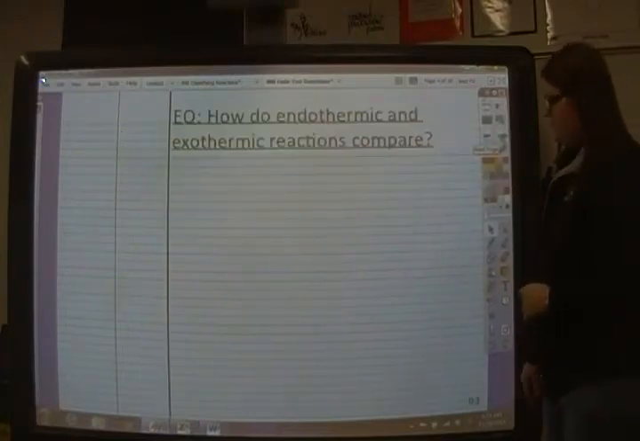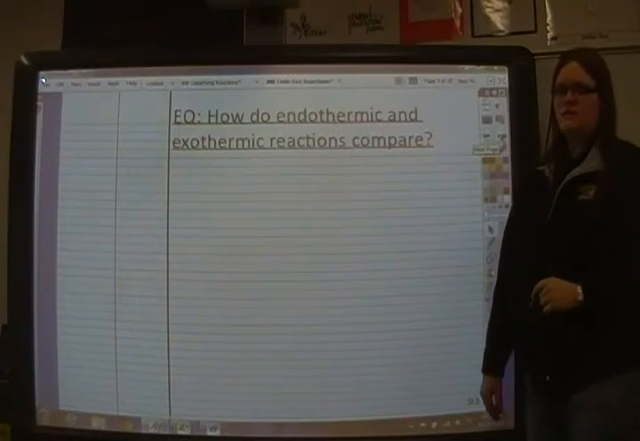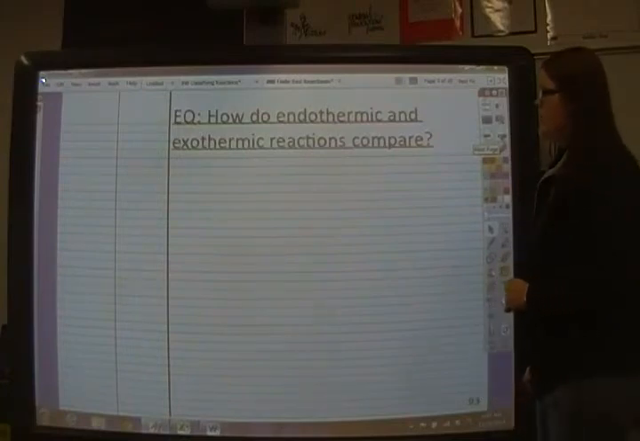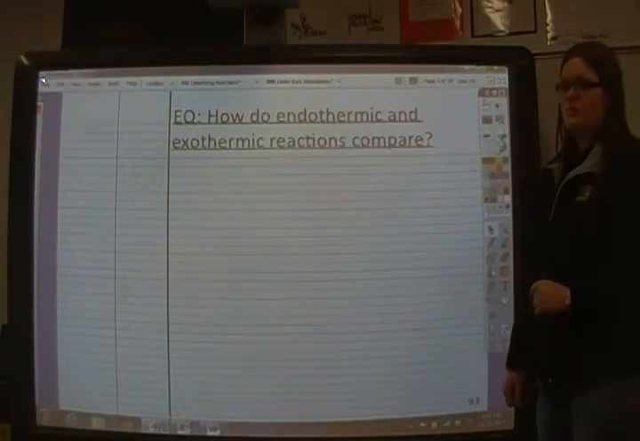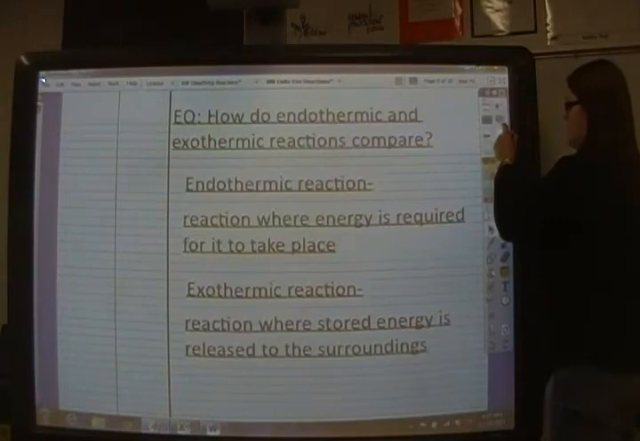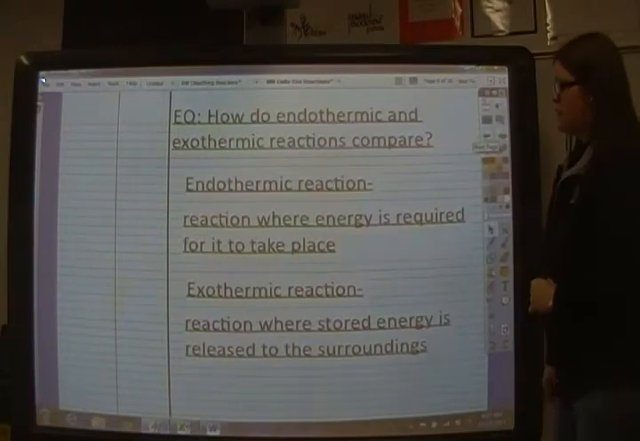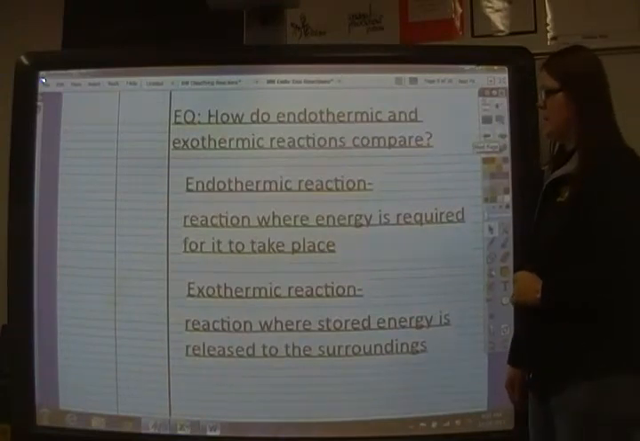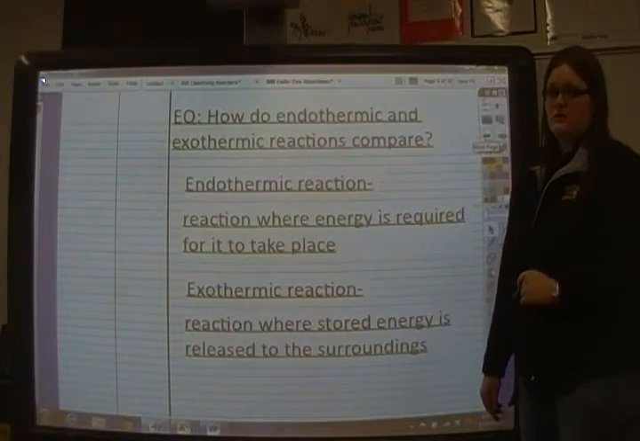Turn your paper to page 93 and set it up for Cornell note-taking. The essential question: how do endothermic and exothermic reactions compare? An endothermic reaction is a reaction where energy is required for it to take place.